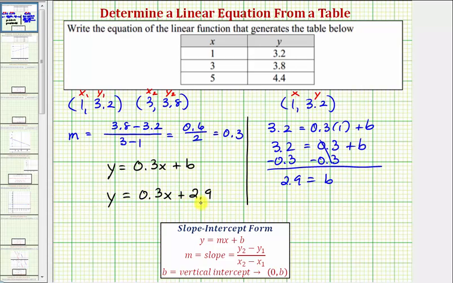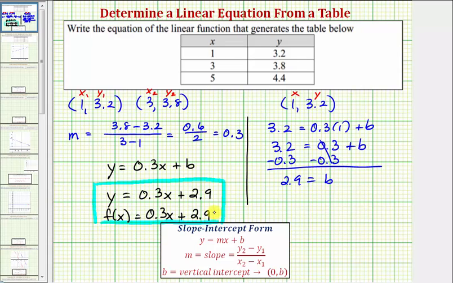There is one more thing I would like to mention. Notice how we are asked to write the equation of the linear function. So as an alternative, we could use function notation instead of y. And since y equals f of x, we could also give the linear function as f of x, since we have a function of x, equals 0.3x plus 2.9. So these two equations are equivalent. One is just written using function notation.